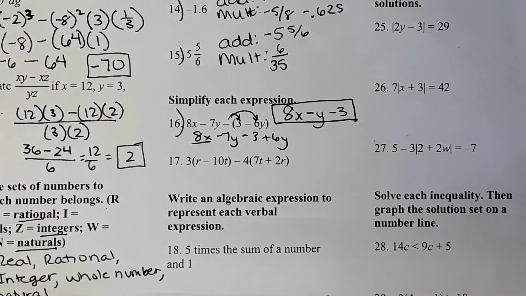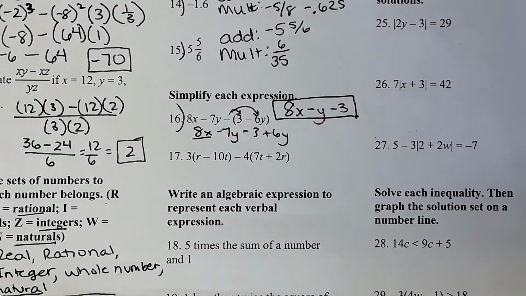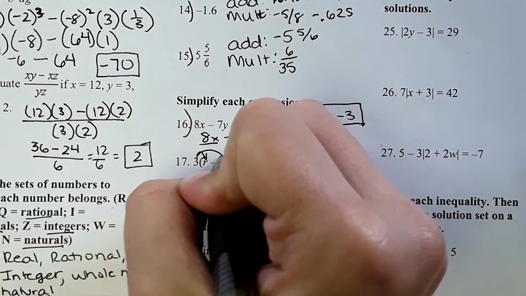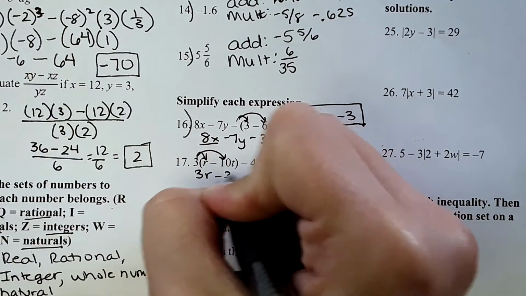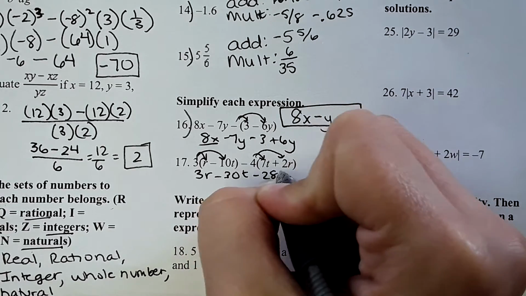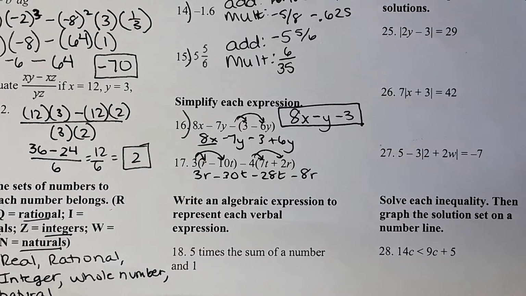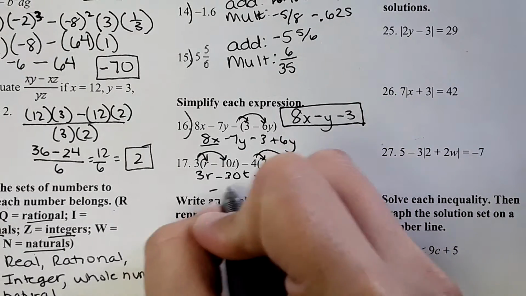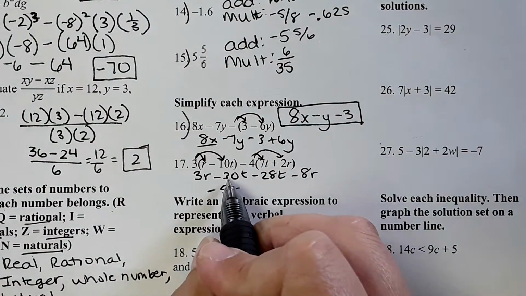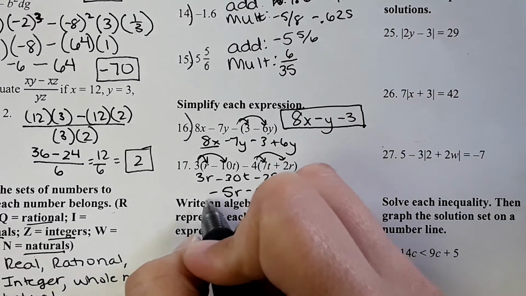What's that? The minus 3. Oh, negative times 3 was negative 3. Okay, next, distribute. 3r minus 30t. Distribute here. Negative 28t minus 8r. Alphabetical order, so put the r's together first. Negative 5r. Negative 30 plus negative 28 would be negative 58t. And we're done.